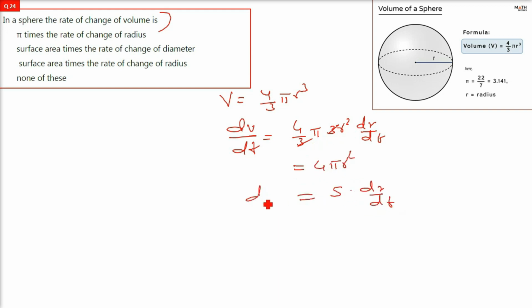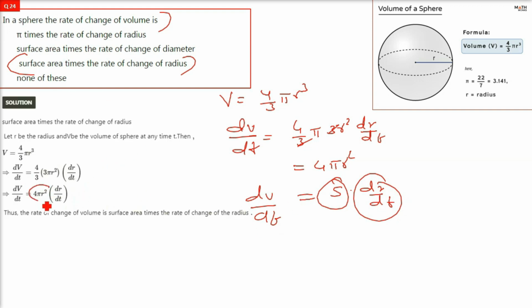So what will be the answer? In a sphere, the rate of change of volume is surface area times the rate of change of radius. This is the answer. Alright. So this is the option which you can choose. And if somebody tells you to write, this is the way you are going to write and show all the steps which we have followed.